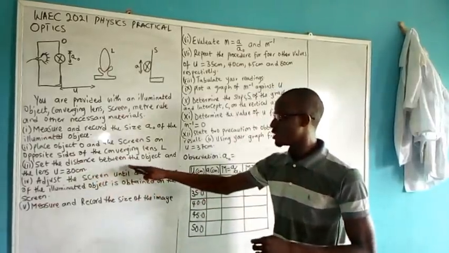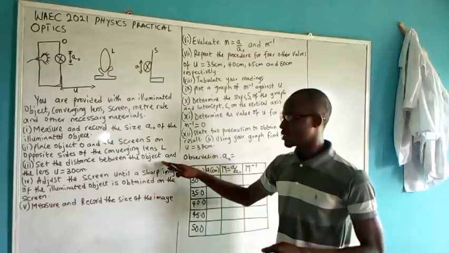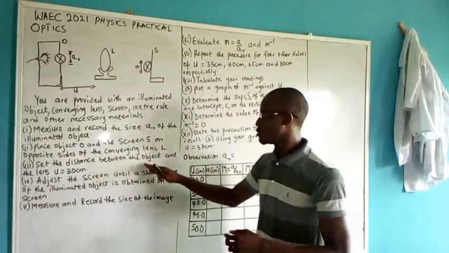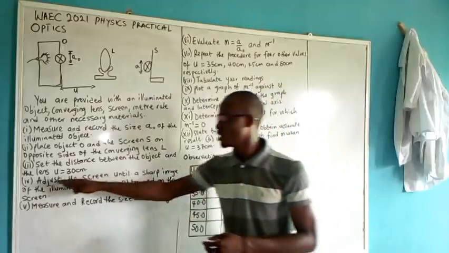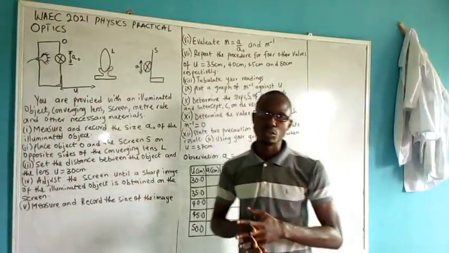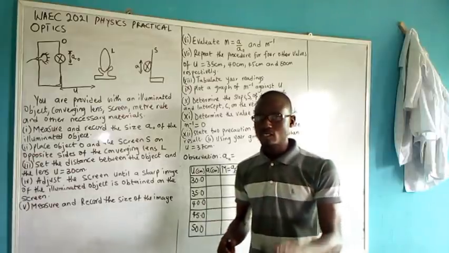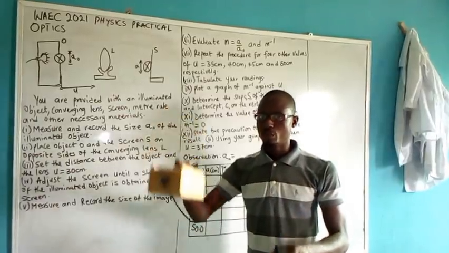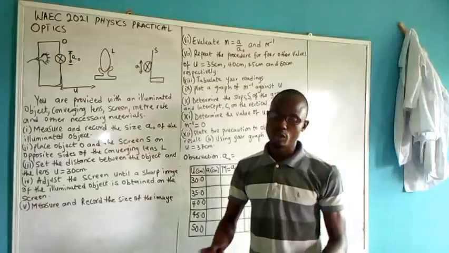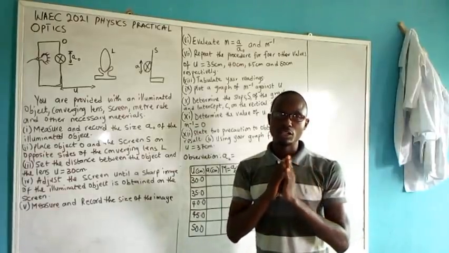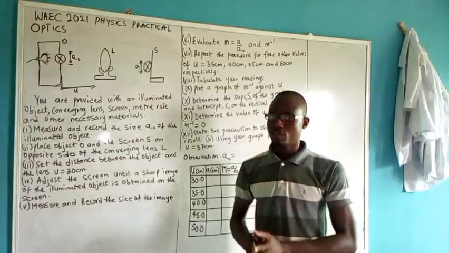Then set the distance between the object and the lens, the distance should be U. So set the distance between the object and the lens, U equals 30 centimeters. Which means the gap between the lens and the object is going to be 30 centimeters. We're not given the gap between the image on the screen and the lens.